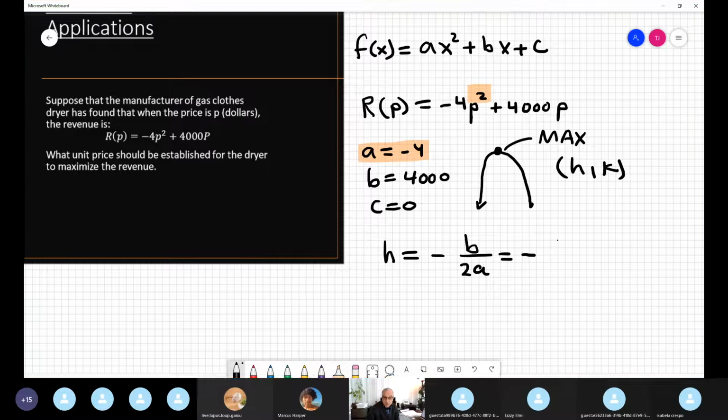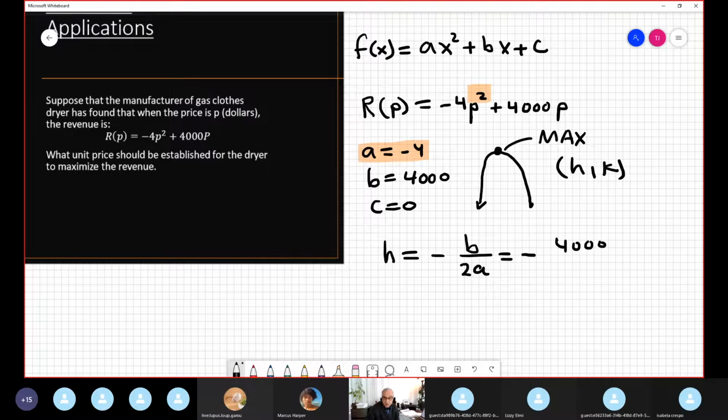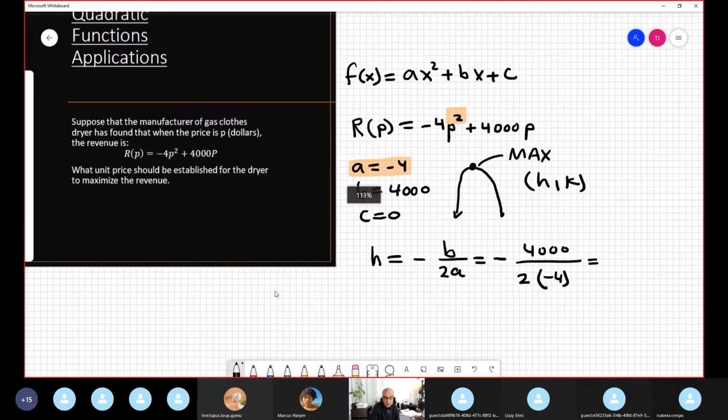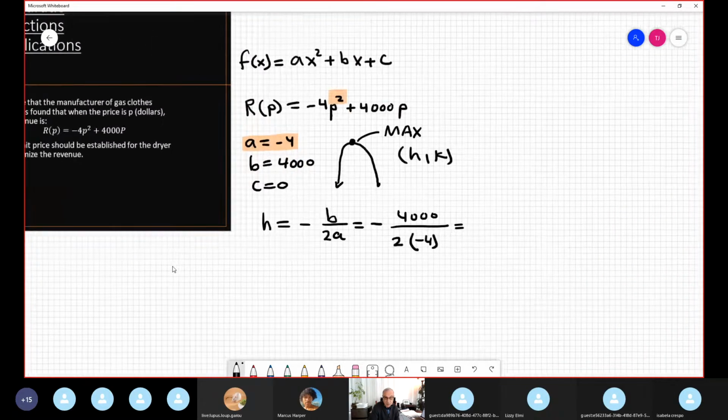Minus b is 4,000 divided by 2 times -4. Be careful with the signs, double negative together is positive. 2 times 4 is 8. So 4,000 divided by 8 is $500. Okay, this is the price of this equipment, no? Is the clothes dryer.